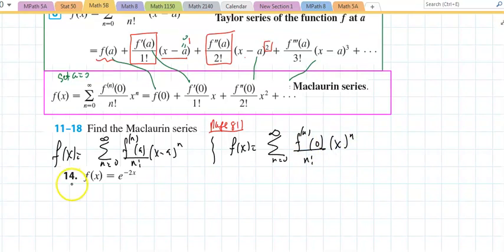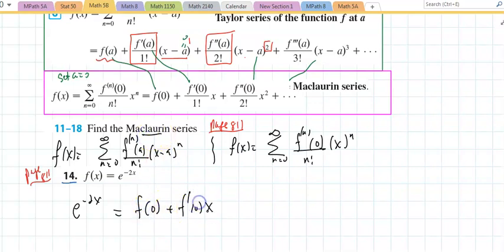So the first problem right here, number 14, this is on page 811, says, find me the Maclaurin series, meaning what? e to the negative 2x around 0 is going to be Maclaurin, just set x equals 0: f of 0 plus f prime of 0 times x to the 1 over 1 factorial, f double prime of 0 times x squared over 2 factorial, triple prime of 0. Now, how many of those do you need? As many as figuring out the pattern.